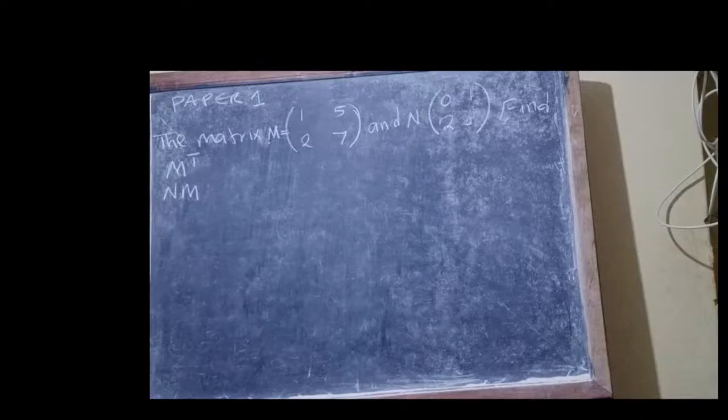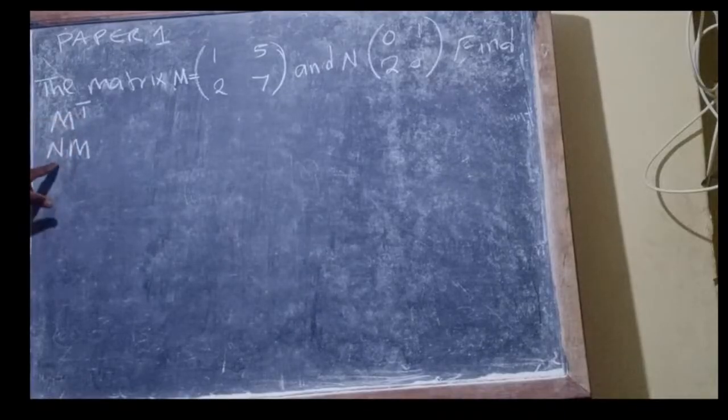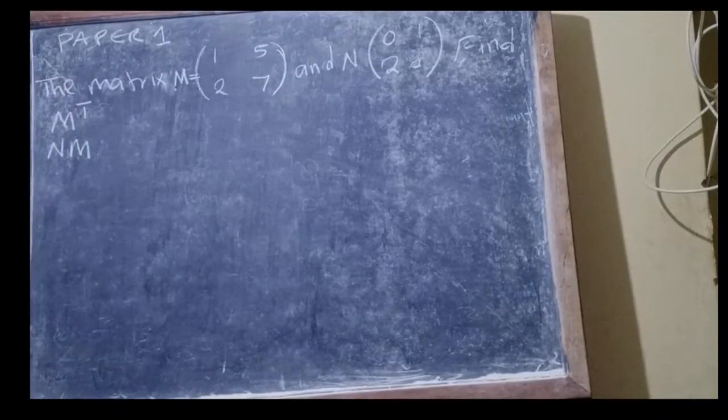Welcome to another segment. This is the question that comes in paper 1, and we're going to look at the transpose of a matrix as well as multiplication of matrices. So we have the matrix M, which is 1, 5, 2, 7, and the matrix N, which is 0, 1, 2, 0. Then they're asking us to find M transpose. B, find NM. So when you see M with a cap on top there, they are looking for the transpose of M. Then NM simply means matrix N multiplied by matrix M.